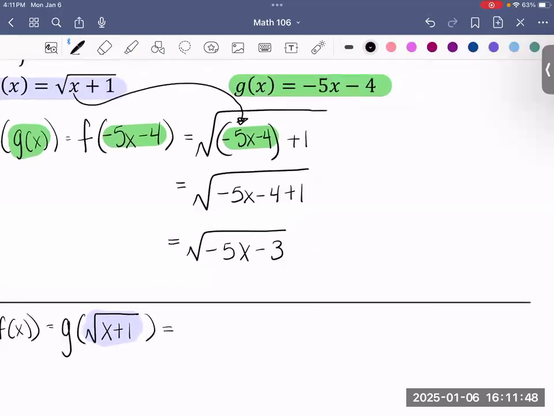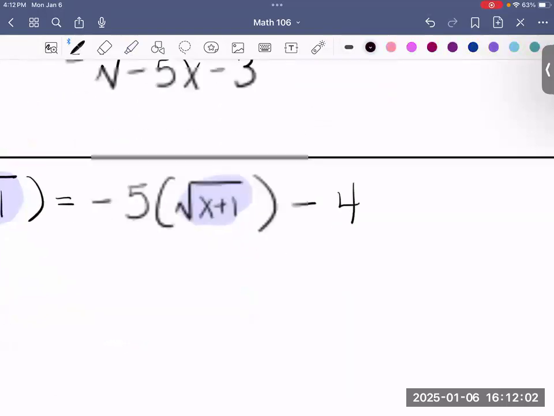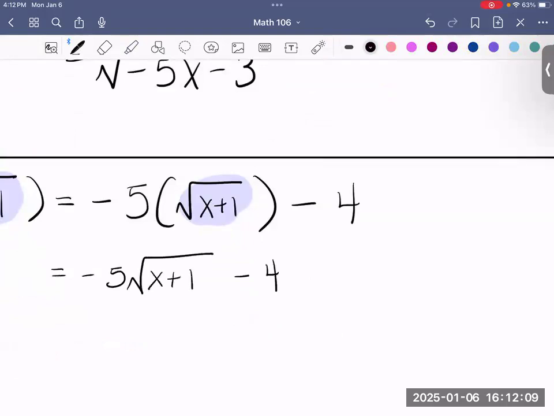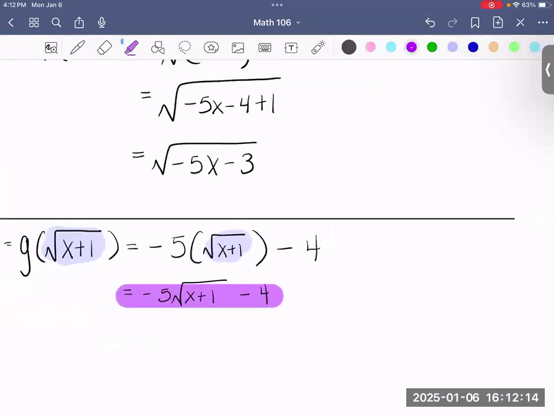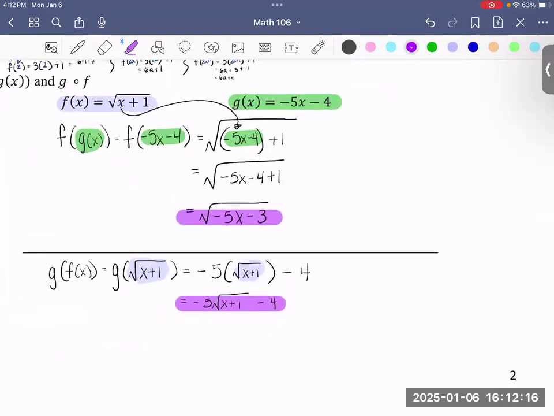So g used to be negative 5, x, I'm going to leave a gap, minus 4. That gap, I'm going to put the square root of x plus 1, and that is where my x value goes. So we have negative 5, the square root of x plus 1, minus 4. And again, that is your end result. There's not much else you can do with it, as long as it makes sense to logical thought down below. That should be it.